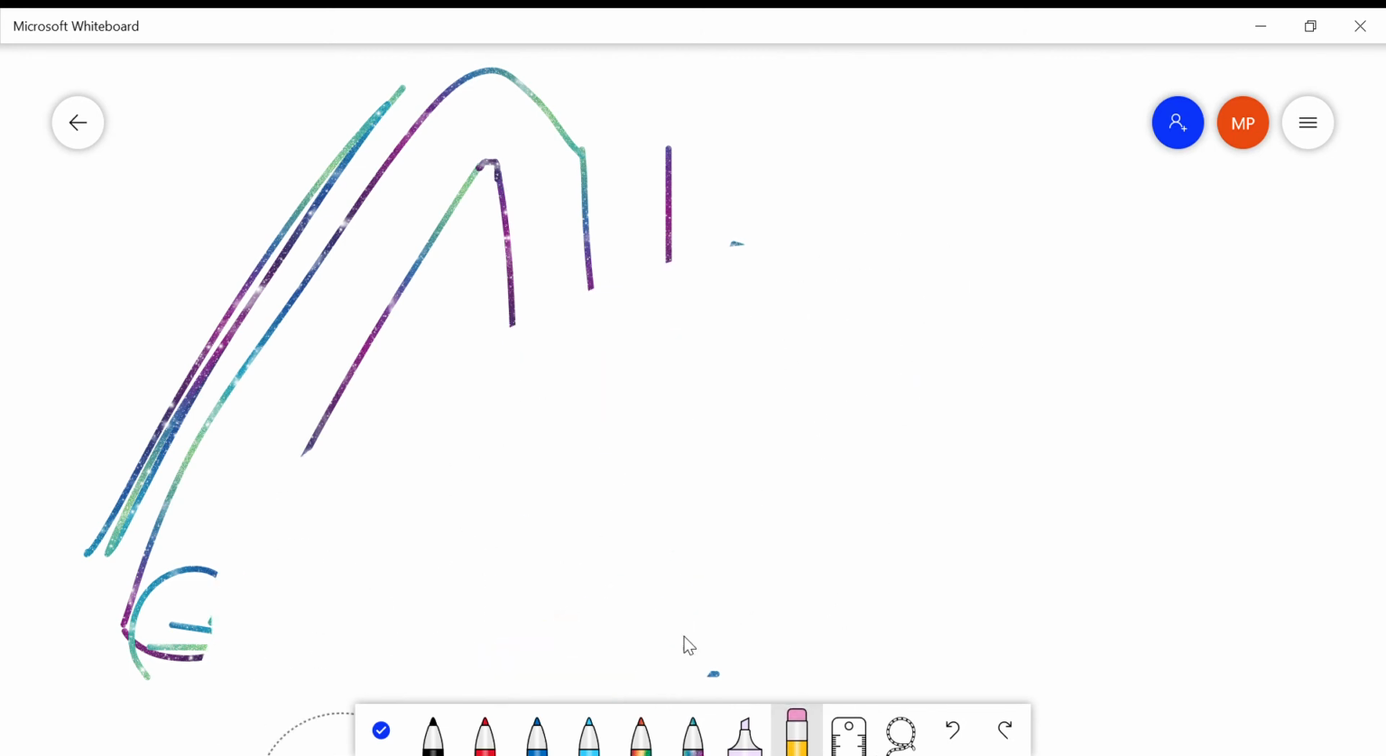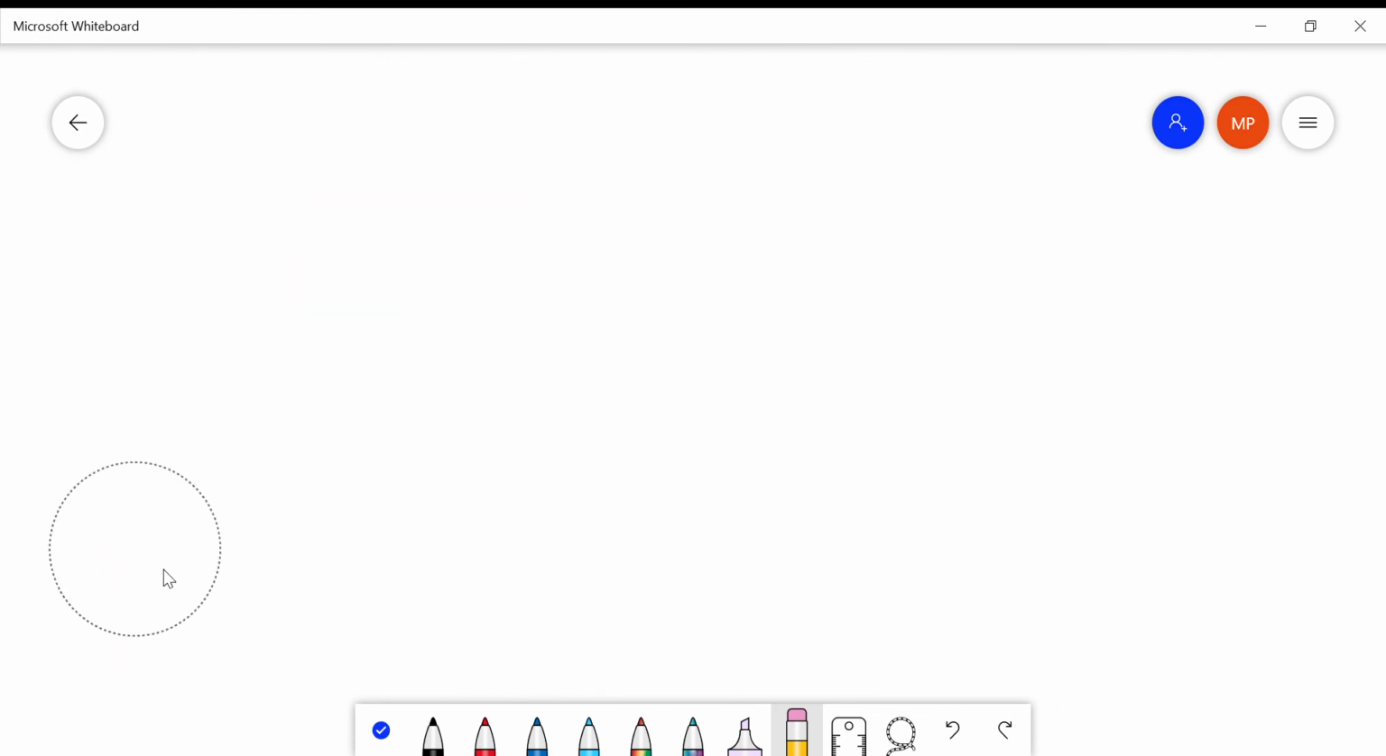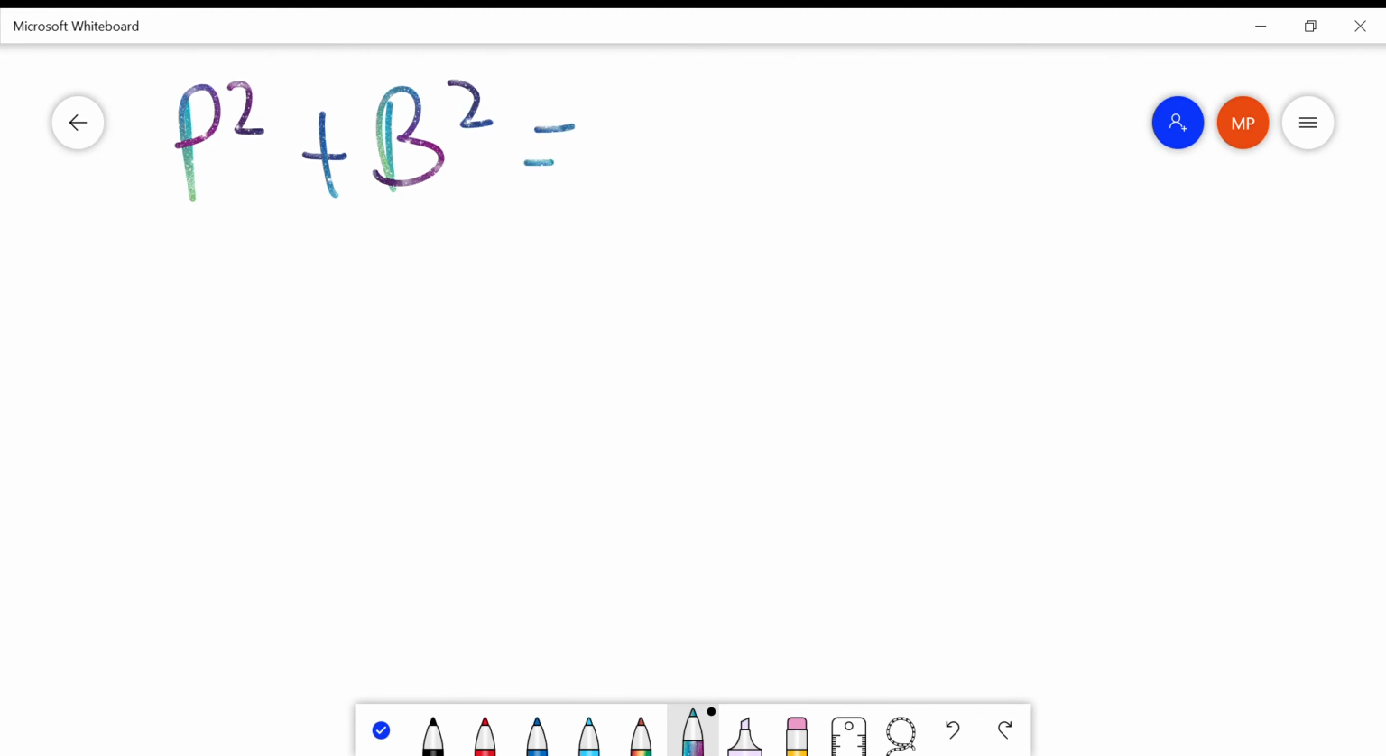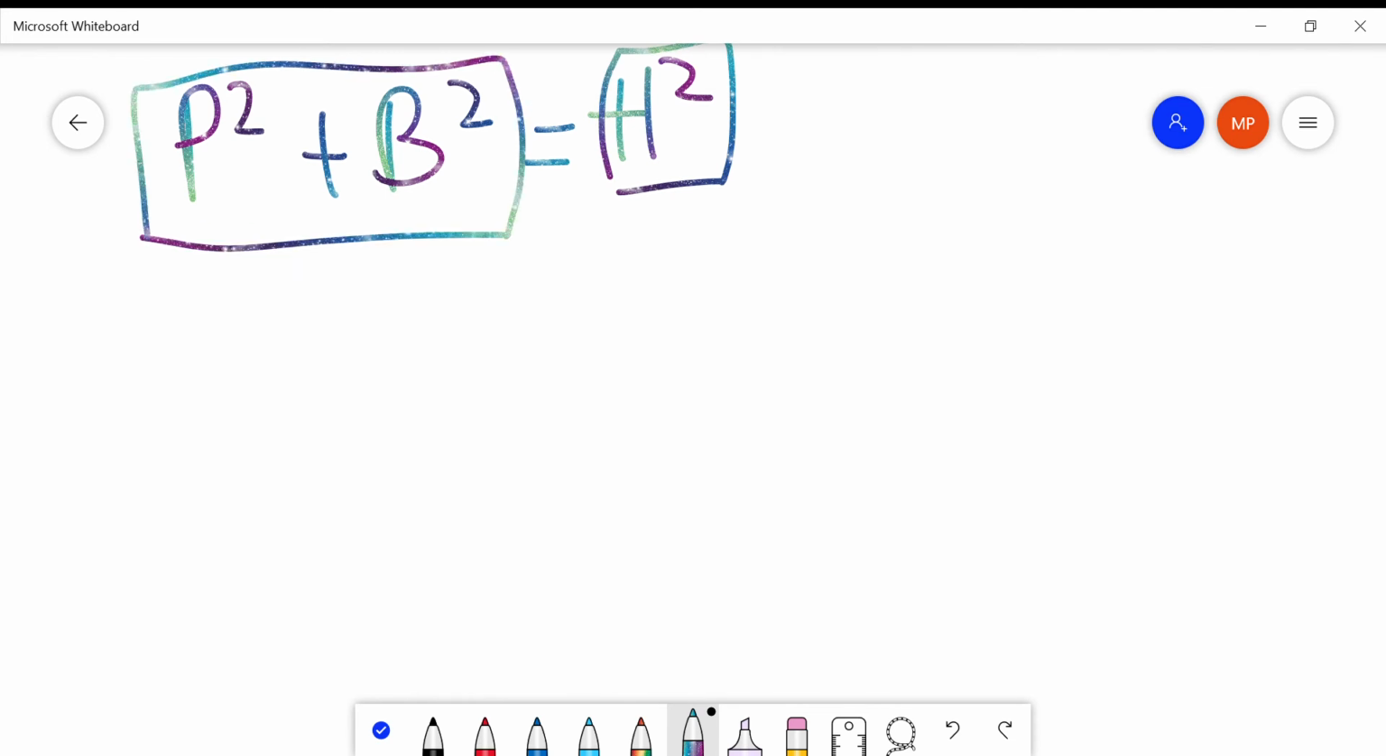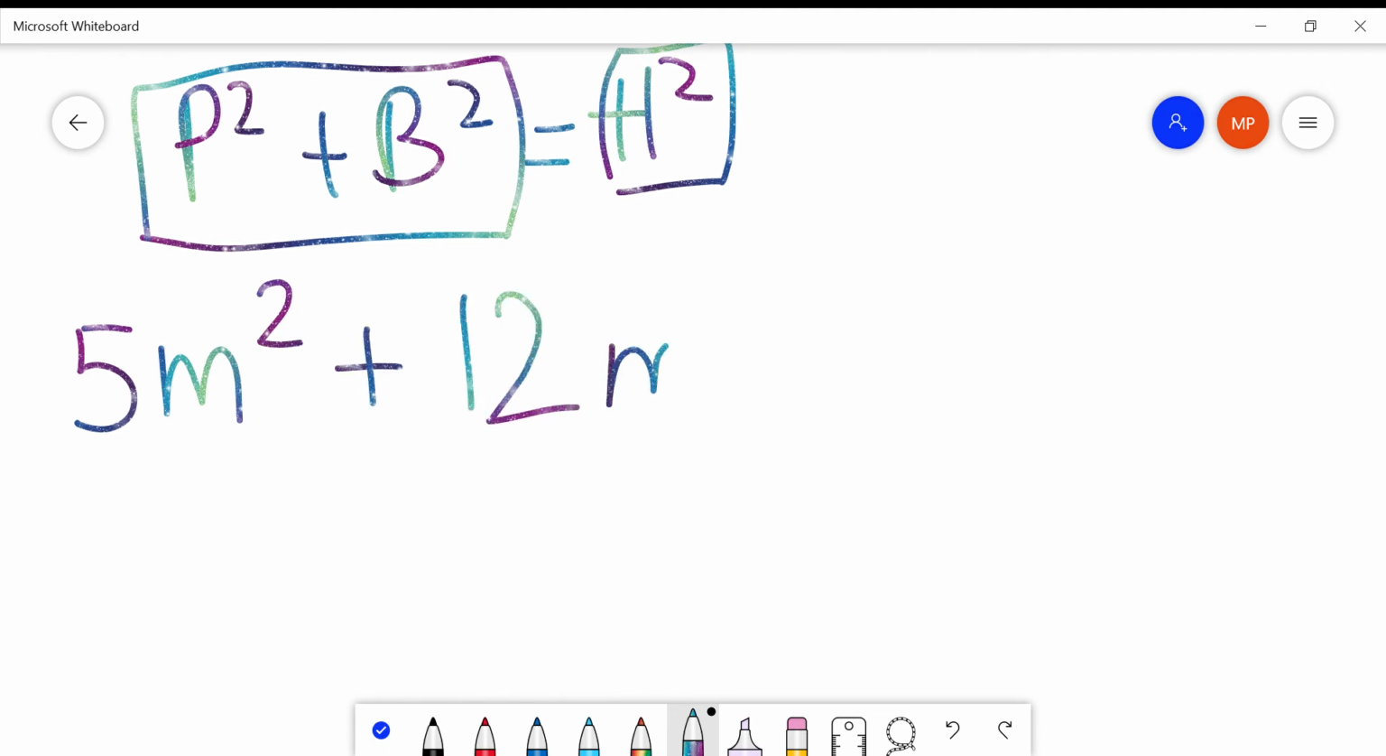I'm going to write the explanation down. I am also going to be giving you guys a homework question. So, as we know, p squared plus b squared equals h squared. Now we don't know h squared, but we can find it by adding these two. So p is 5 meters, and we square it: 5 meters squared plus 12 meters squared.